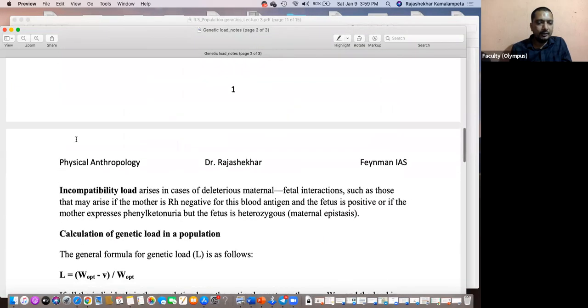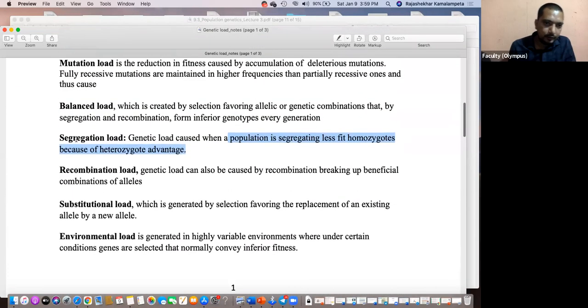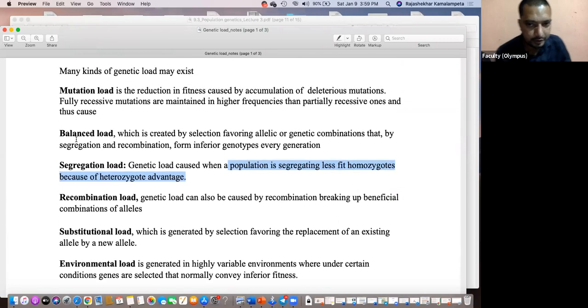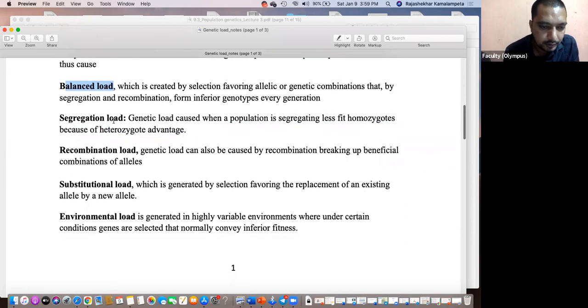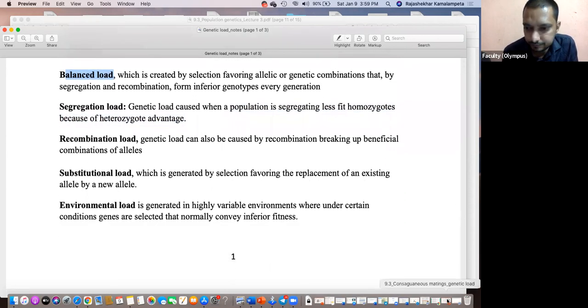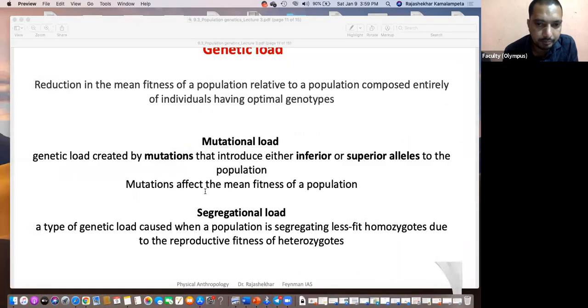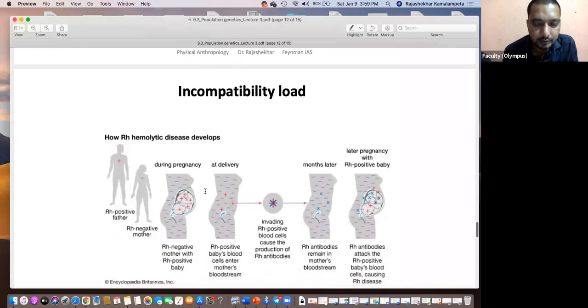There are many ways that you can define load. So there are few of them that I'm briefly going to mention to you. I think we'll skip balanced load because it's just an idea which already ties up with segregation and recombination. So I think I'll talk to you about incompatibility load.